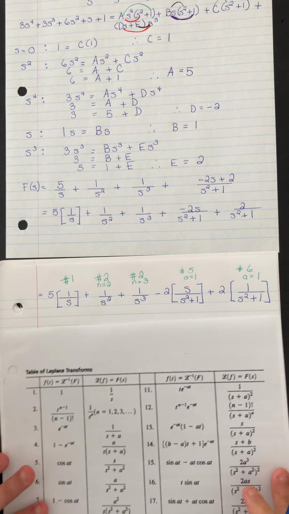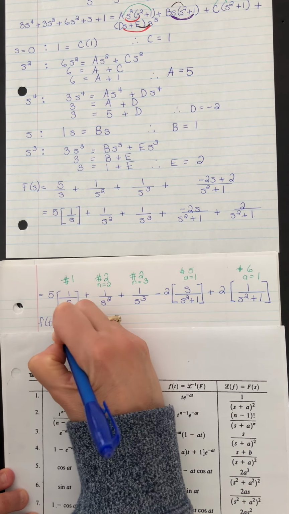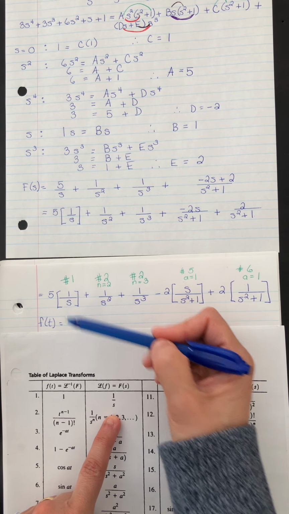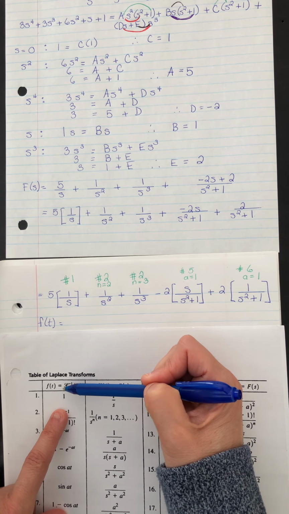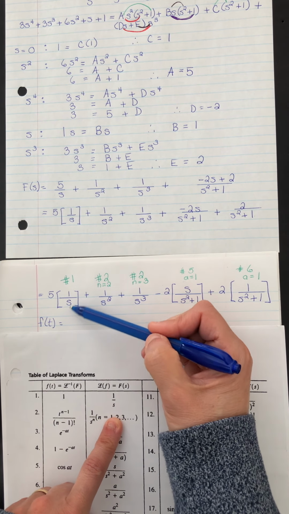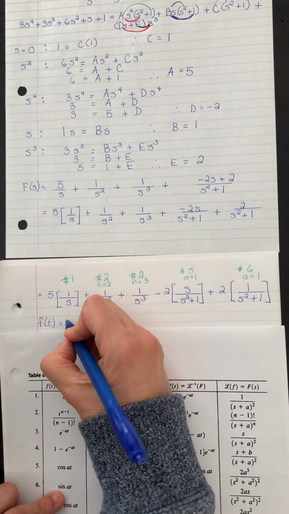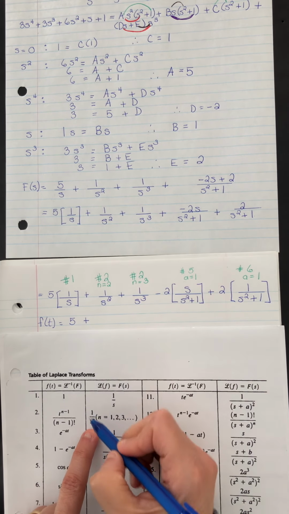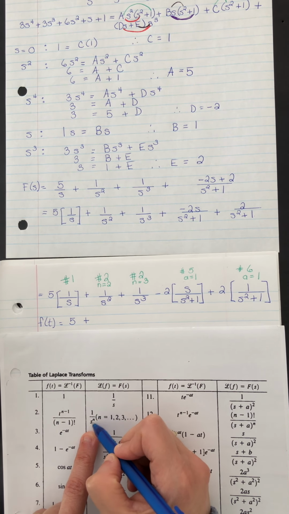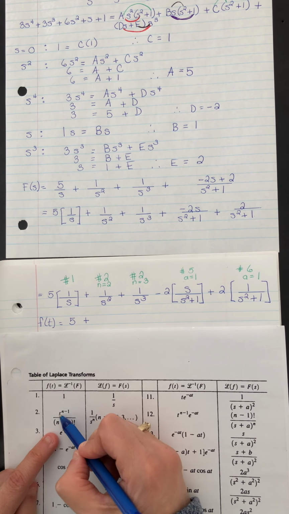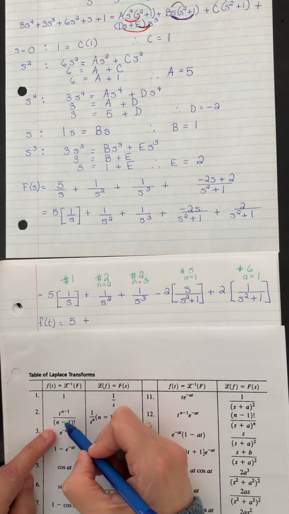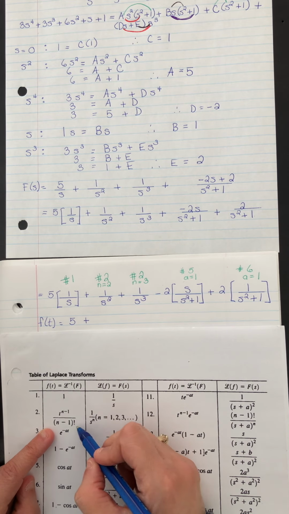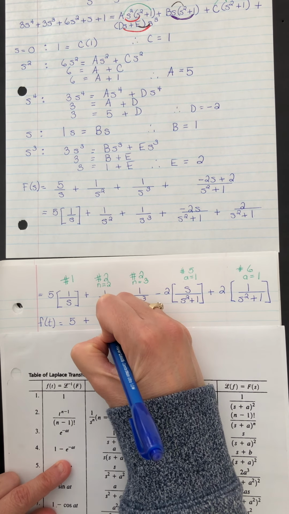Okay, so grand finale, change to little f at t, and then write. This one is 5 times the transform of 1 over s. Well, the transform of 1 over s is 1. So we get 5 times 1 here. 5 plus, what's the transform of 1 over s squared? Well, if we have n equals 2, then this becomes t to the 1 over 1 factorial, which is just t.